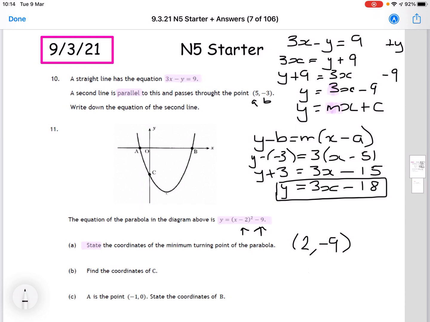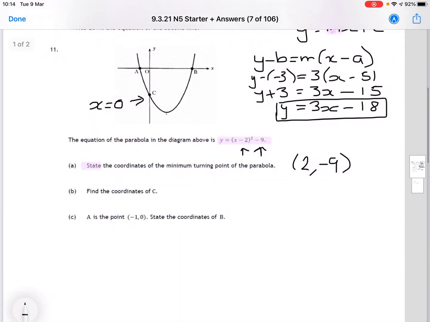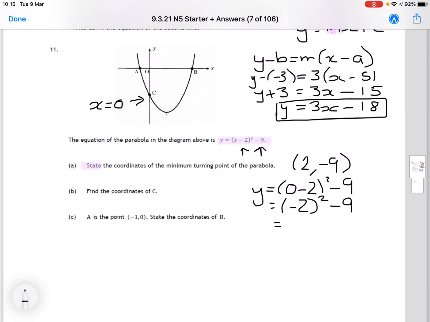For point C, that point is lying on the y-axis. So at that point, we know our x coordinate is 0. That coordinate will be (0, something). So all we have to do here now is put 0 into our equation where the x goes. So we're going to have y equals (0 minus 2) all squared minus 9. So 0 minus 2 is just minus 2, squared, minus 9. So minus 2 squared is 4, minus 9, which gives you minus 5. So the coordinate of C will be (0, -5).